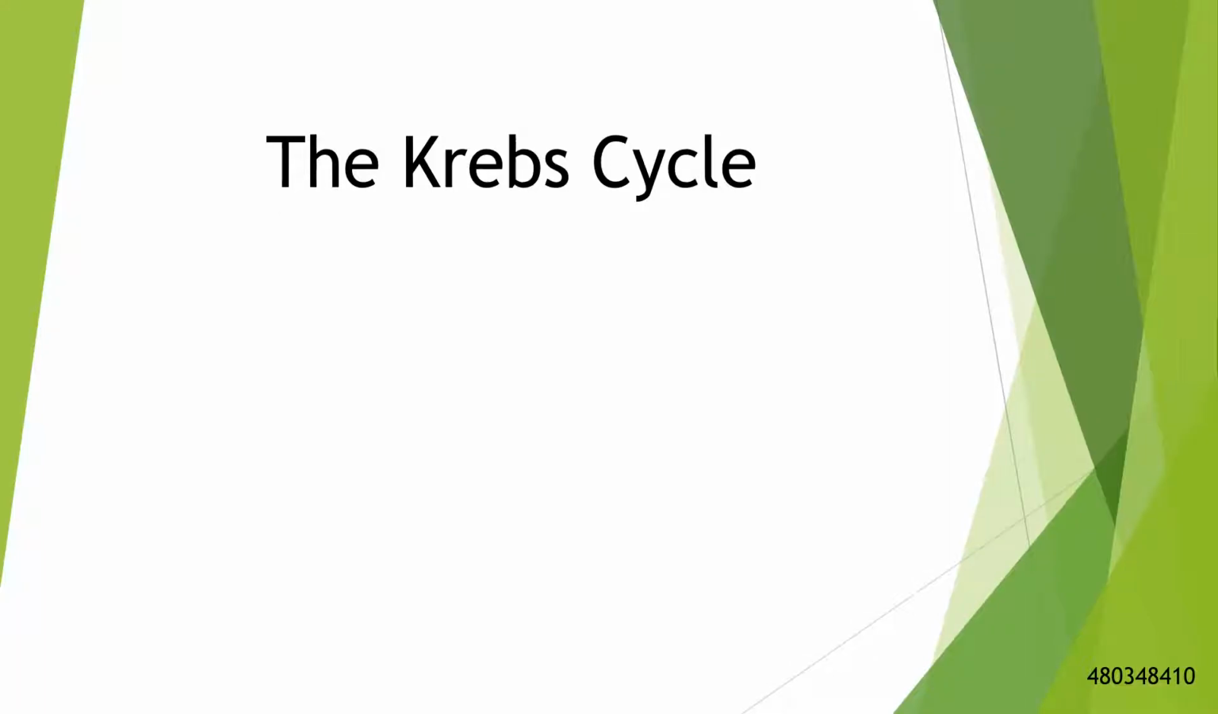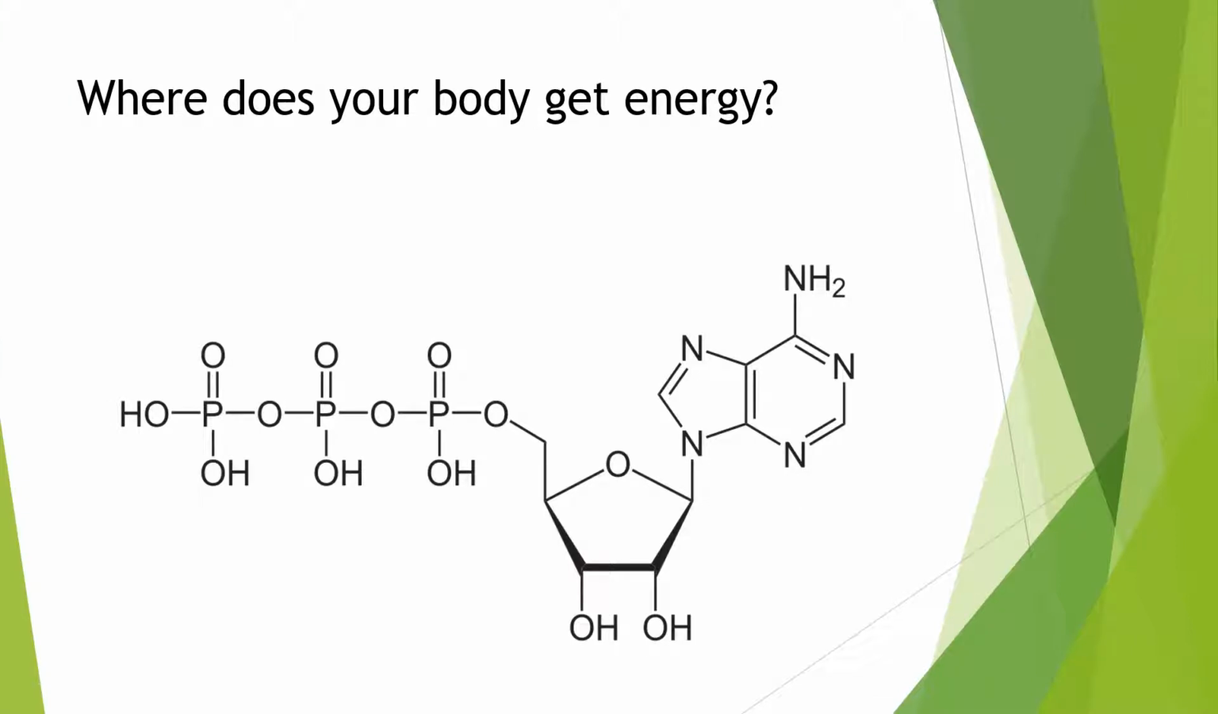This week we are going to explore just what happens to glucose right after it undergoes glycolysis. If I asked you, where does your body get energy, you may answer with the food you eat. While that is technically correct, what our body really uses as fuel are molecules called adenosine triphosphate, or ATP for short.